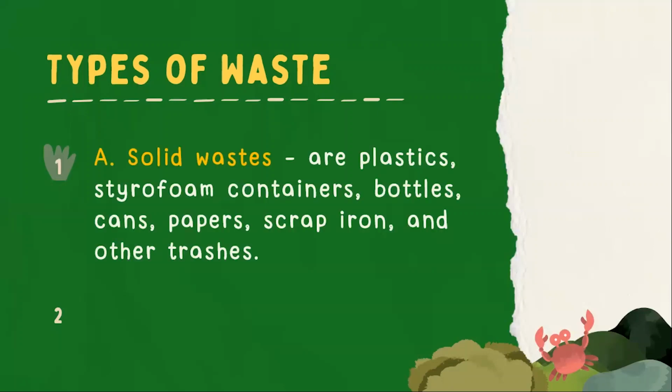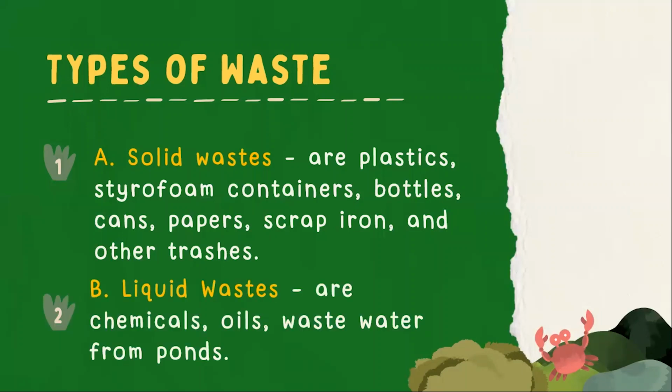So the first one is solid waste. It is defined as any waste that is dry in form and discarded as unwanted. Examples of solid waste are plastic, styrofoam containers, bottles, cans, papers, scrap irons, and other trash. The second type of waste is liquid waste. These are the chemicals, oils, wastewater from ponds, that includes human waste, runoff or storm water waste, industrial water waste, and other forms of water waste from different sources.